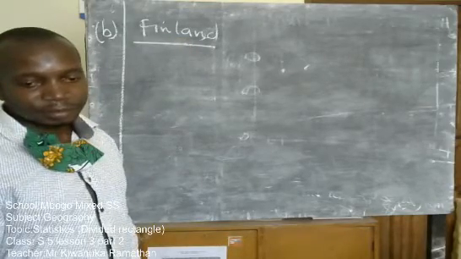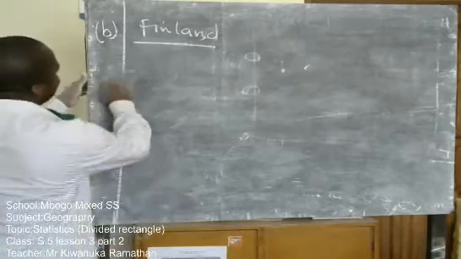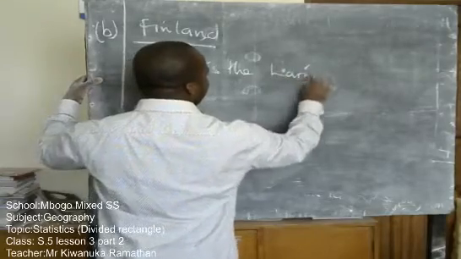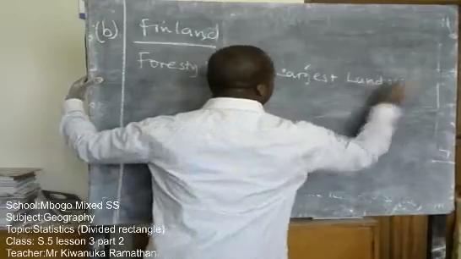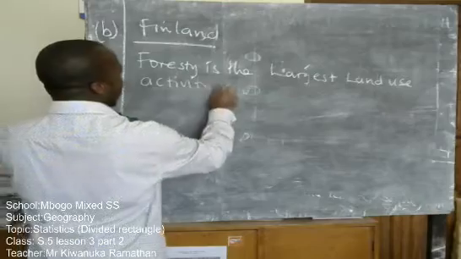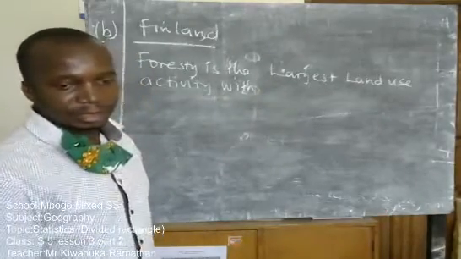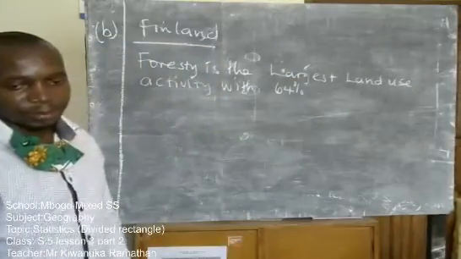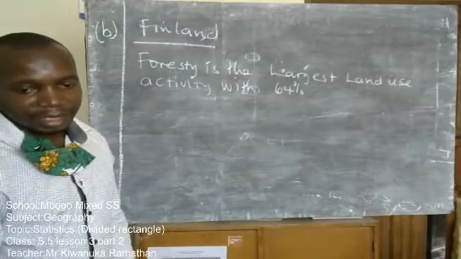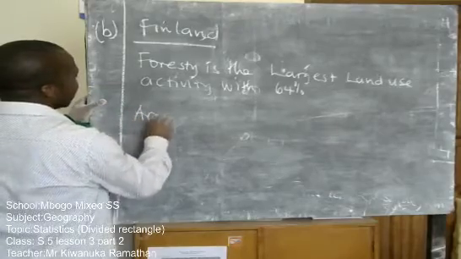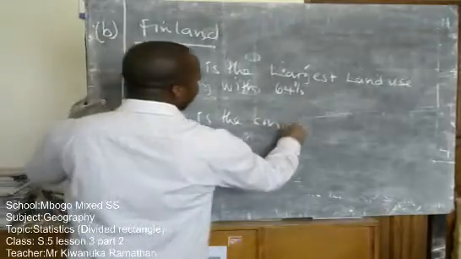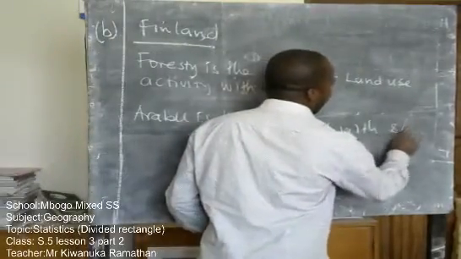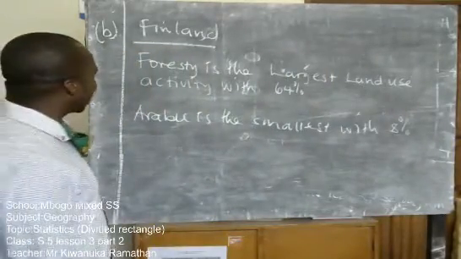When you look at Finland, we are seeing that forestry is the largest land use activity. The largest land use activity with what? You look at Finland, it is 64%. Good. Then the smallest happens to be Arebo. Arebo is the smallest with what? With 8% of the total land area. That is another comment that we can generate.